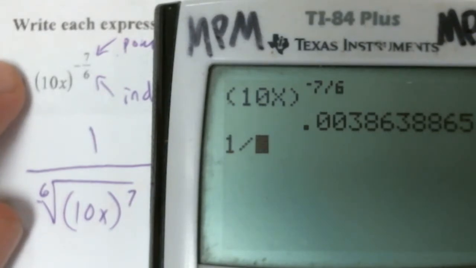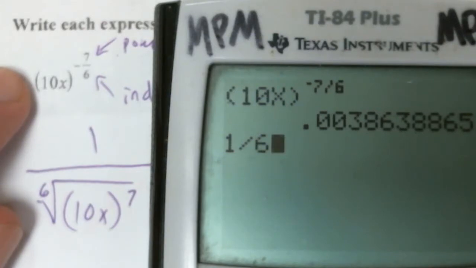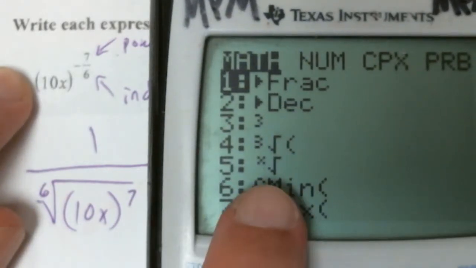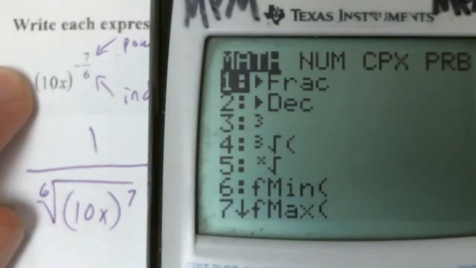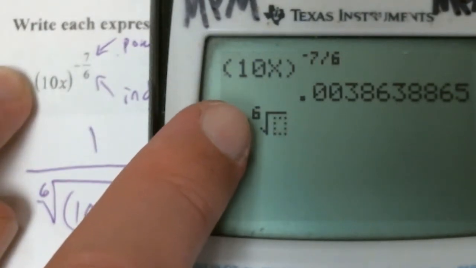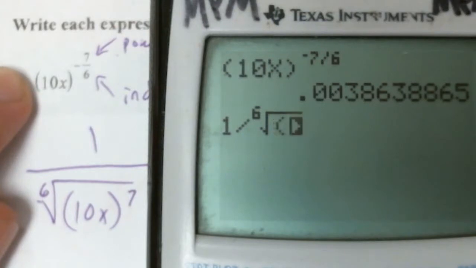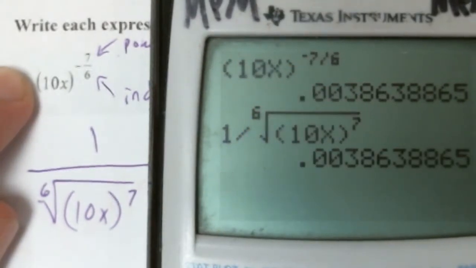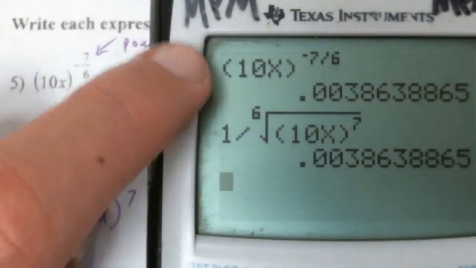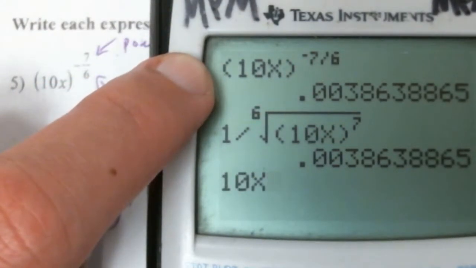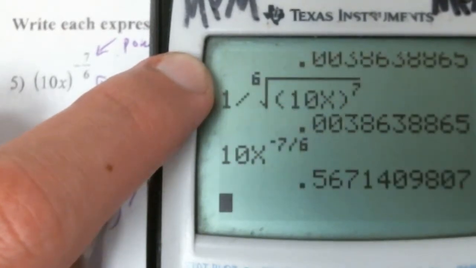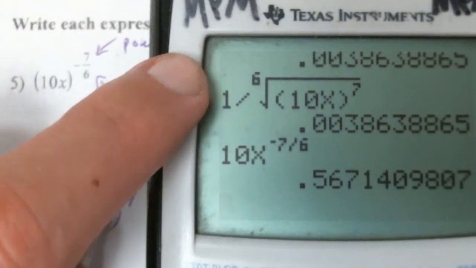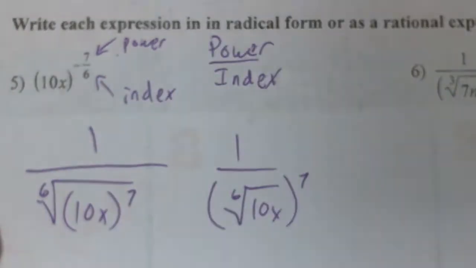We are saying that's the same thing as 1 divided by, now if I want to do the 6th root, I'm going to press 6, and then I'm going to press math, and if you go down here and look at option number 5, there's where you can take the nth root, or the xth root. So I press 5, and notice that my calculator throws a little index in there, so I'm taking the 6th root of parentheses 10x parentheses raised to the 7, and you can see they match. Now if you didn't put that in parentheses, if you just put 10x raised to the negative 7 divided by 6, you'll notice that, wait a minute, they didn't match. So that says, oh yeah, I forgot to put the parentheses in there. It doesn't take very long to check these things.